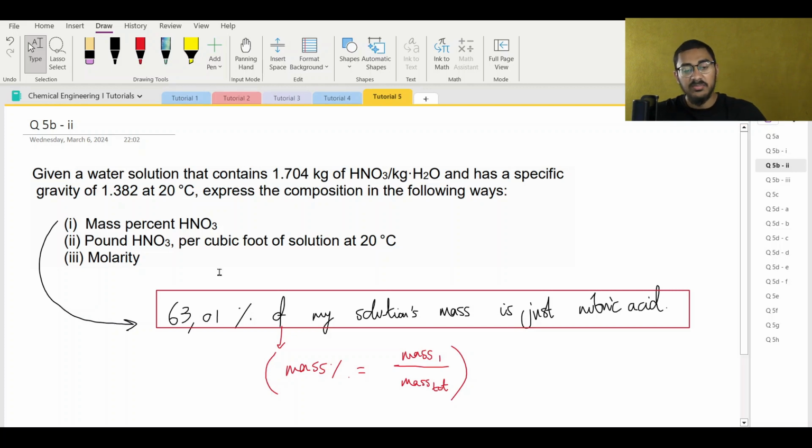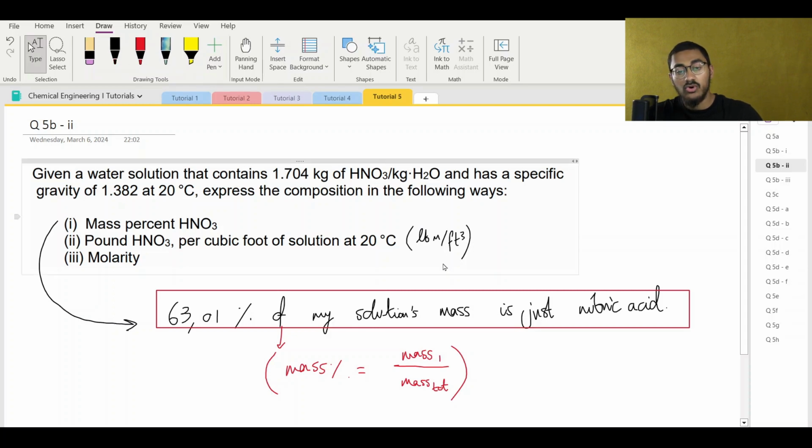So the second part of the question says to calculate or express the composition as pounds of nitric acid per cubic foot of solution. That's pound mass per cubic foot, which you agree looks a lot like a density unit. So a good place to start here would be starting with the SG, calculating the density.